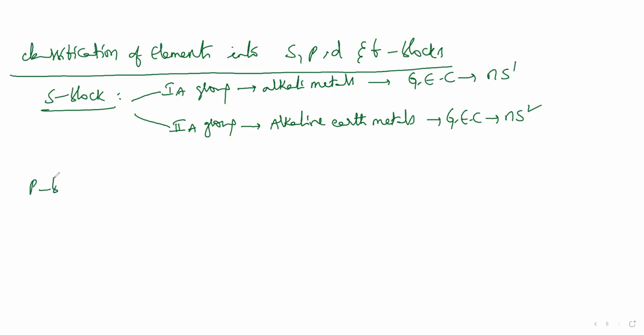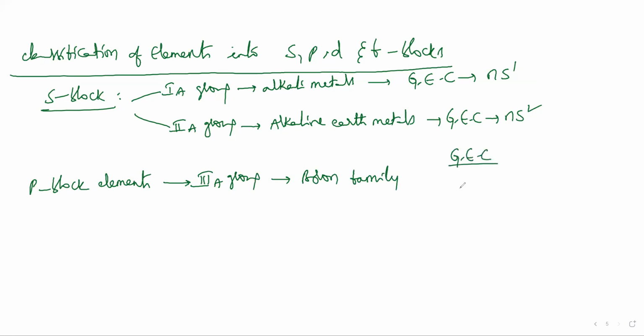Next one, P block elements. These are divided into 6 groups. What are they? Third A group elements are called the boron family. And what is the general electronic configuration? Already NS2 is completed, then NP1. Next, fourth A group, known as the carbon family, and its electronic configuration is NS2, NP2.